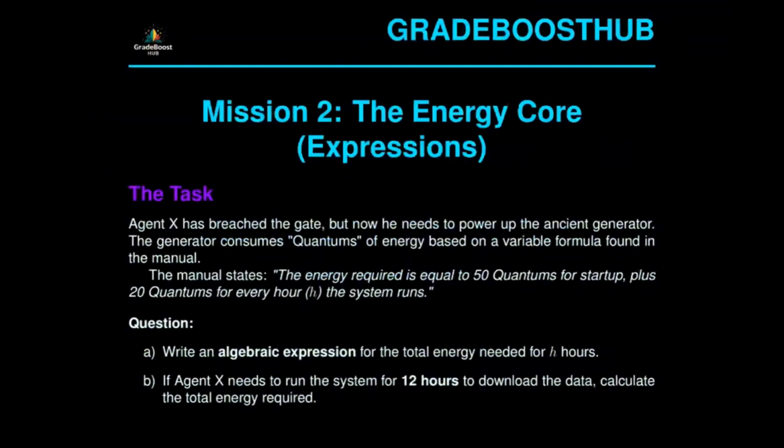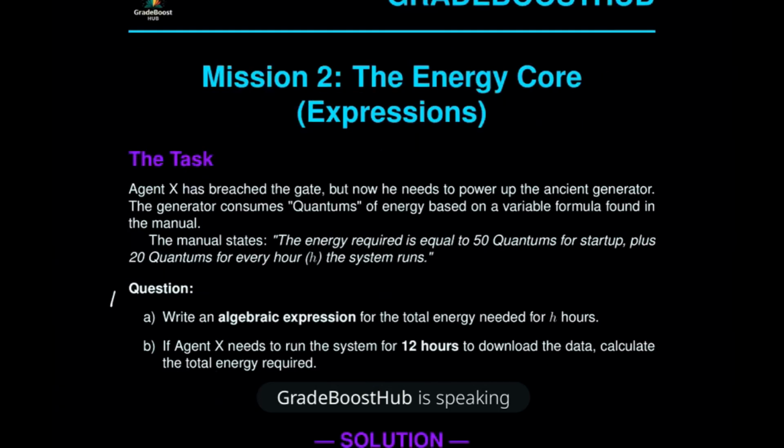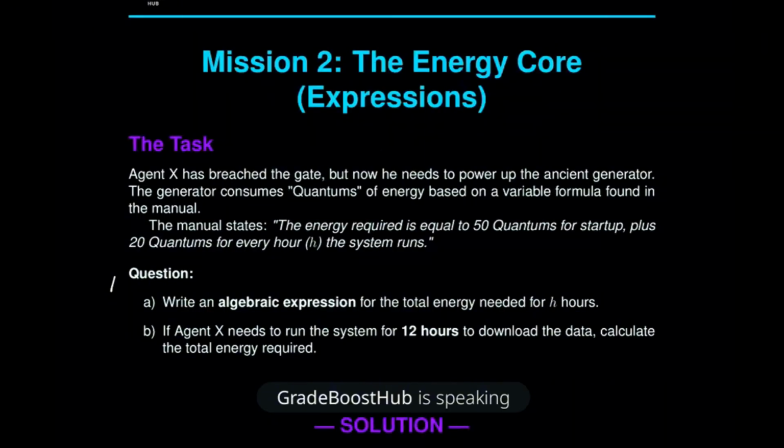Now, let's see mission 2, the energy code expressions. So, let's see the task. Agent X has breached the gate, but now he needs to power up the ancient generator. The generator consumes quantums of energy based on a variable formula found in the manual. The manual states the energy required is equal to 50 quantums for startup plus 20 quantums for every hour, represented by H, that the system runs.